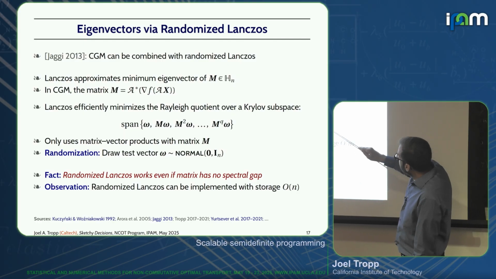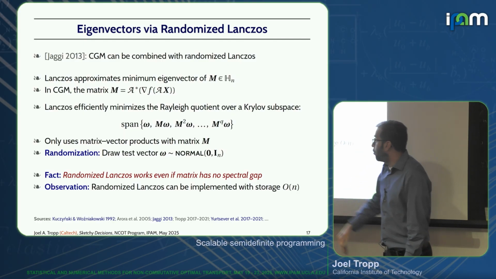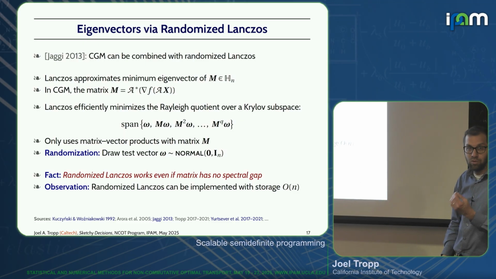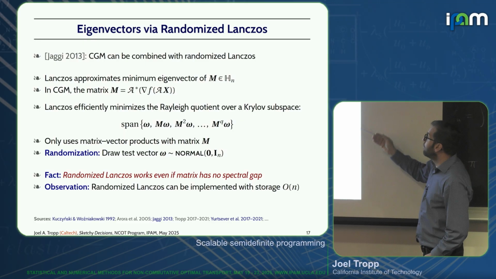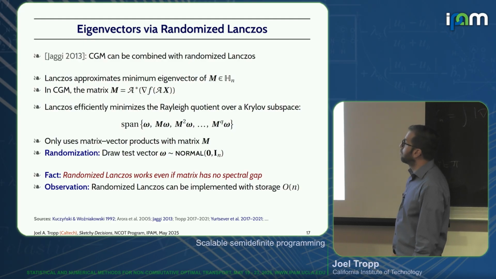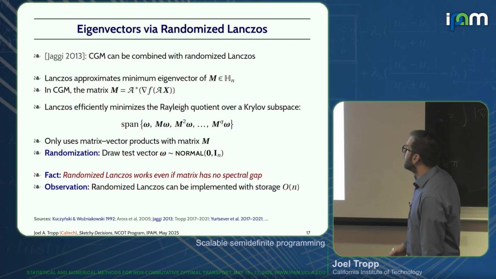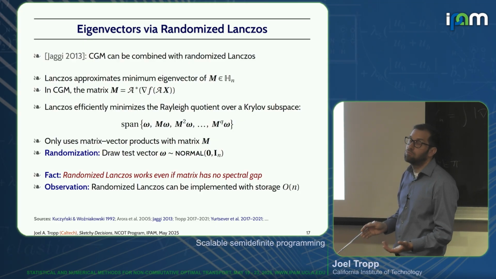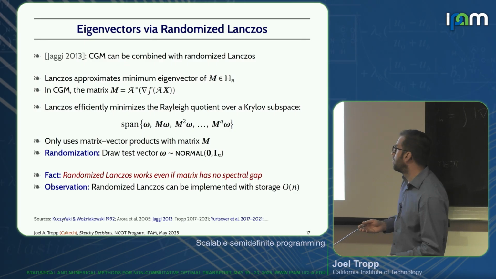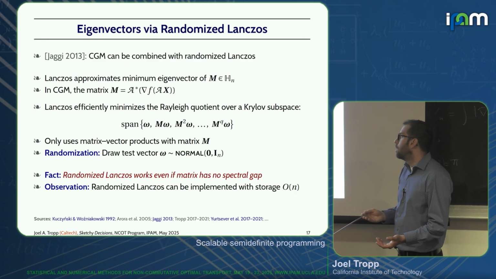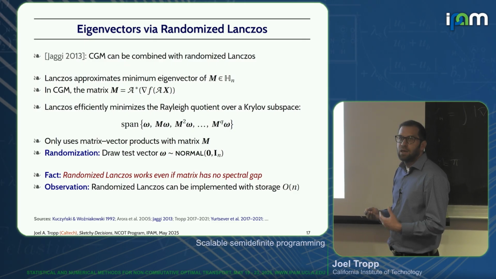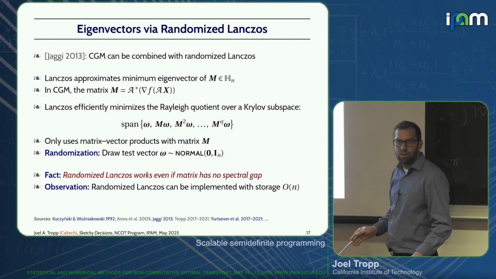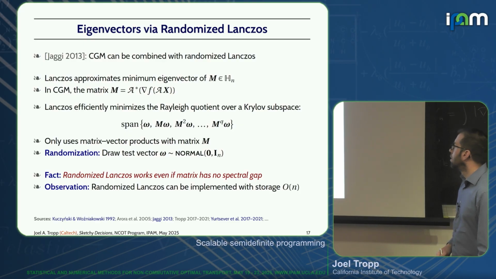The randomized Lanczos method starts from a random vector omega, which turns out to allow us to prove guarantees on the behavior of this randomized algorithm for computing the minimum eigenvector. And it is a fact that the randomized Lanczos method can efficiently compute something which is competitive with a minimum eigenvector, even if the matrix has no spectral gap. It always works, and the randomization ensures that.